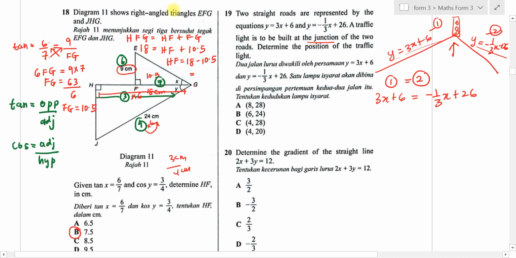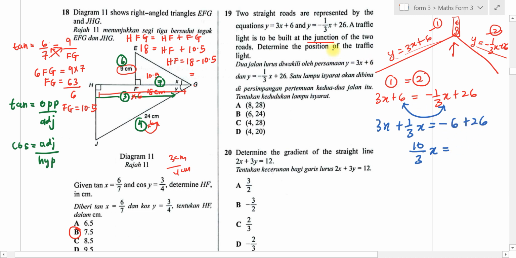Okay, so now, next step, you compare your x, whichever x is smaller, you bring the other across and interchange. You bring the 6 and interchange them. So 3x, the minus 1 over 3 comes here, plus 1 over 3x. And then the positive 6 brought here becomes negative 6 plus 26. So totally you get 3 1 over 3. 3 1 over 3 is what? 10 over 3. 10 over 3x equals 20.